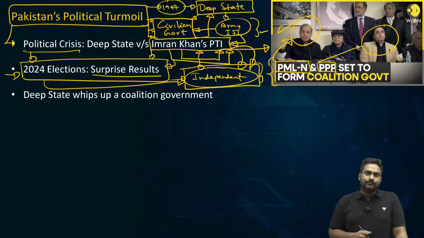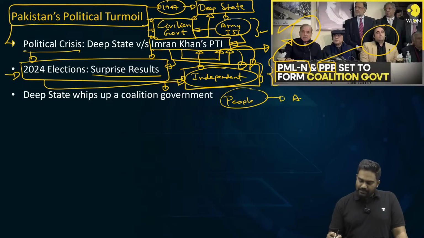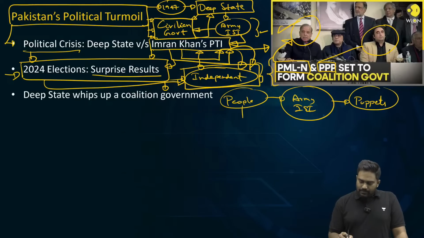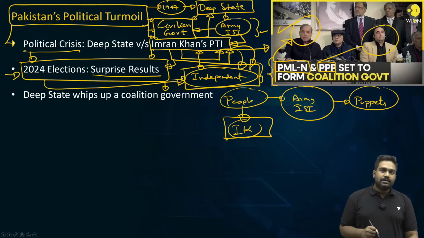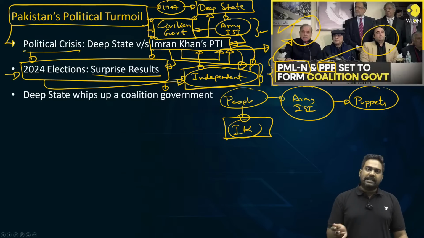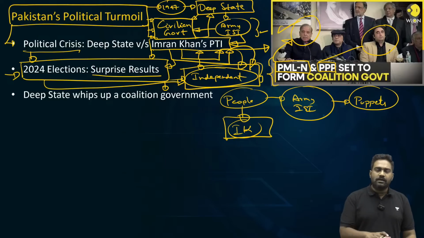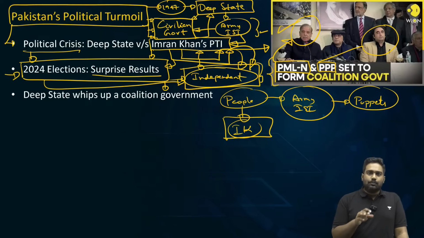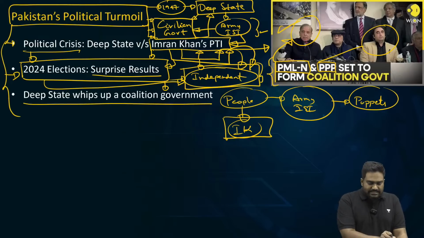That hasn't changed. Despite this surprising election result, where the people were clearly standing against the army and the ISI, they were trying to vote out the puppets of the deep state by favoring Imran Khan and his party leaders. Despite that, the army has managed to change the mandate of the people by forming a coalition government. So politically, some stability has come back, but the fact remains that the deep state is still in control.